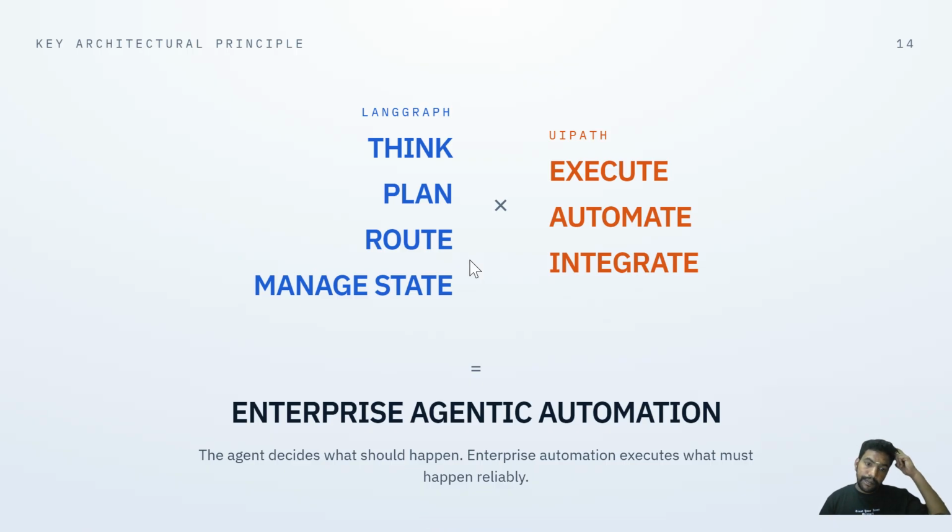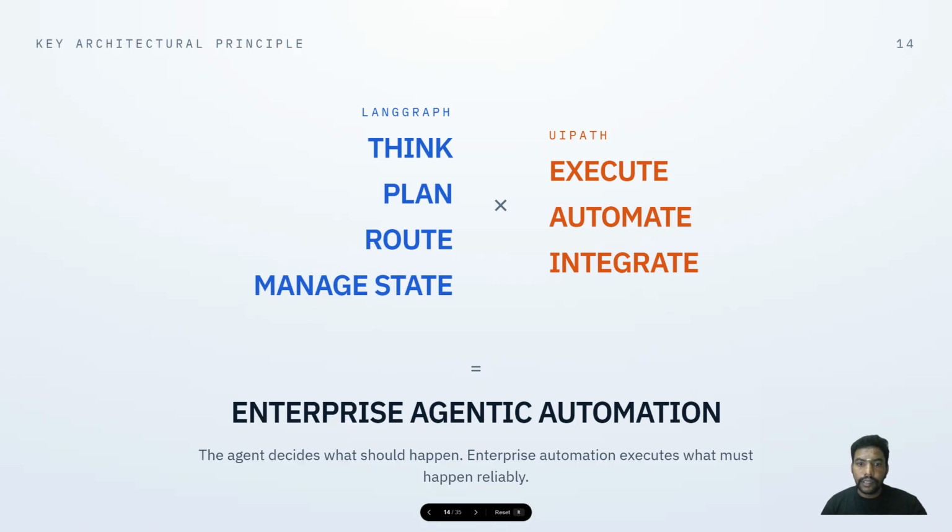Strip the diagram down to its principle and it becomes very simple, right? Here is the key architecture principle. LangGraph thinks, plans, routes, and manages the state. But at the same time, UiPath, as we are all aware, executes, automates, and integrates.